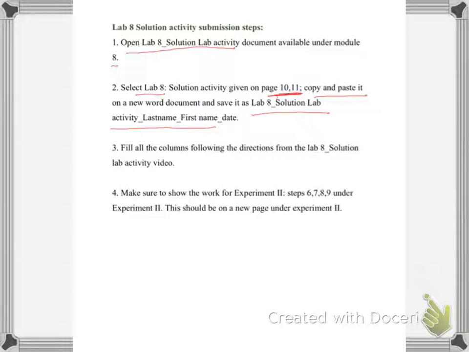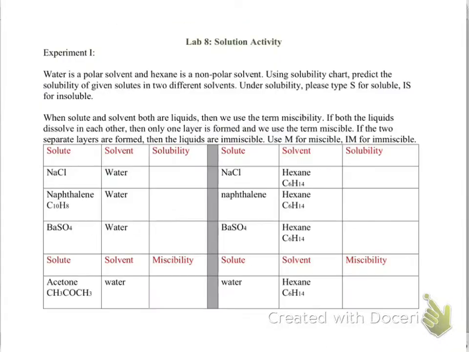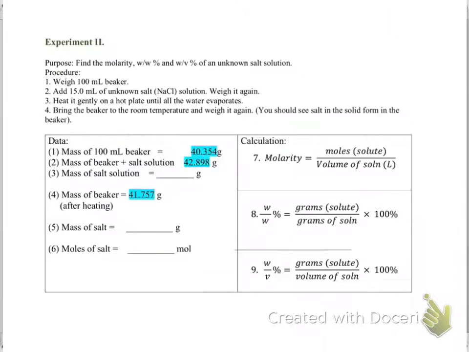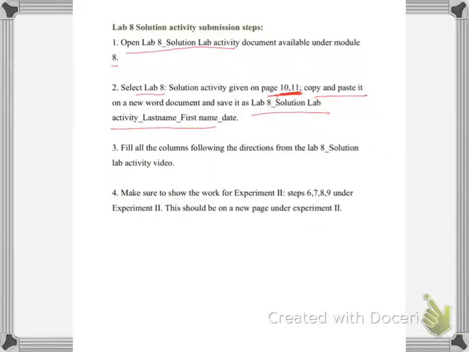How do page 10 and 11 look? Look at this. This is your page number 10 and this is your page number 11. All you have to do is select these two pages, copy and paste them in a new Word document and save them with this name. Then you're going to fill all the columns based on the directions that I'm going to provide you.